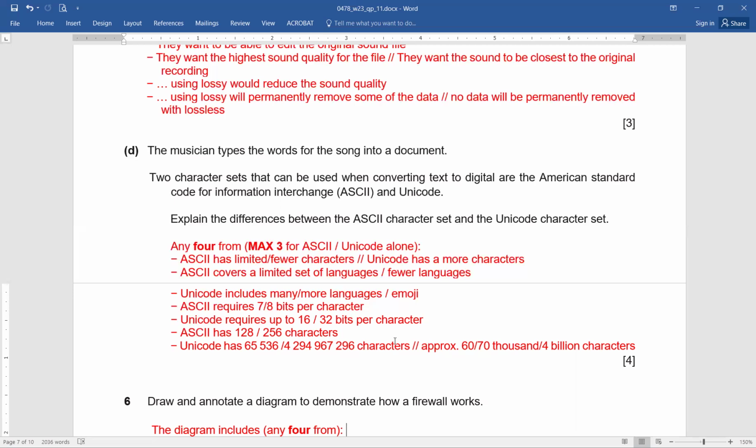And if you talk about ASCII, ASCII has 128 or 256 characters, while on the contrary, Unicode can support 65536, or if you do not remember, no problem, you can simply say approximately 60 to 70,000 characters, or you can even mention 4 billion characters, because if you have talked about 32 bits, then it can support 4 billion characters, such a huge value.